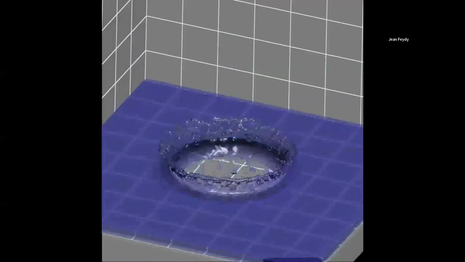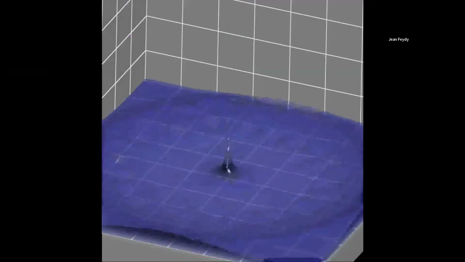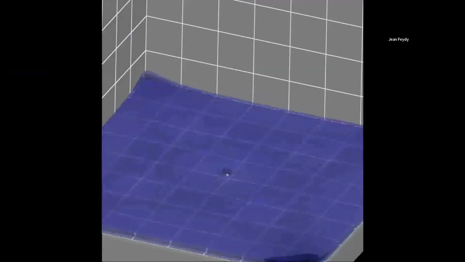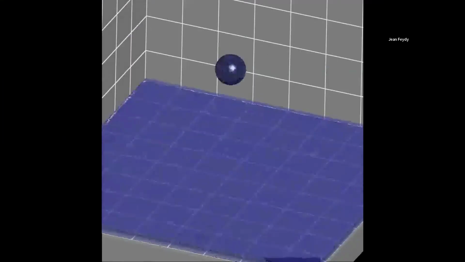And what it does. So maybe it's a bit dark. I don't know if you can see what happens. But we'll do it once again.